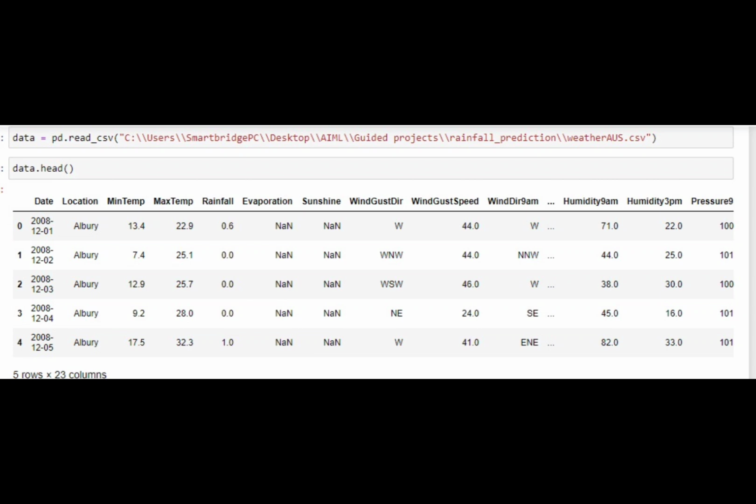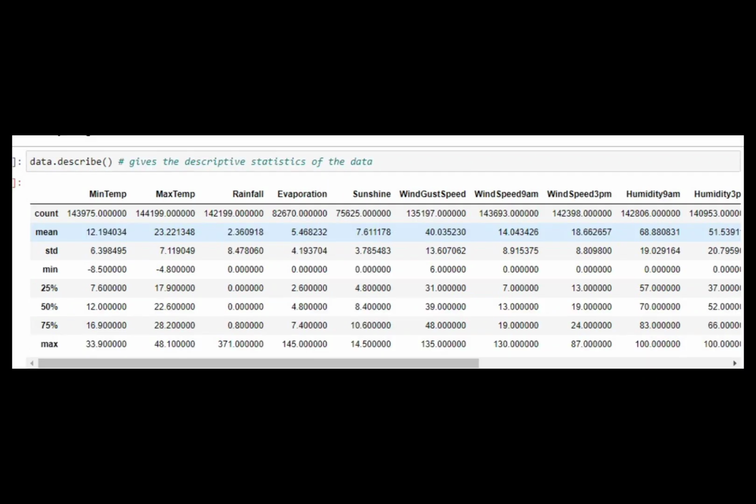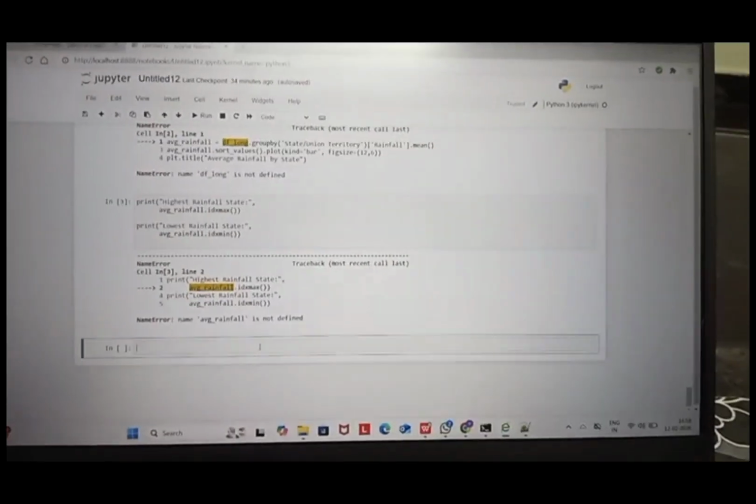This helps us understand the structure of the data, including the columns and sample values before starting further analysis. Here I am using the describe function to get the descriptive statistics of the dataset. It shows the count, mean, standard deviation, minimum and maximum values, which helps us understand the overall distribution of the data. Dataset download and loading.